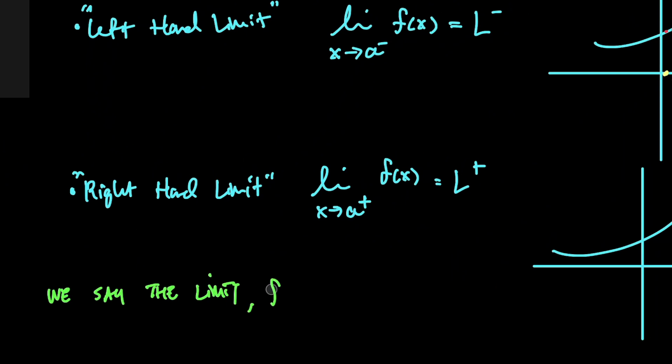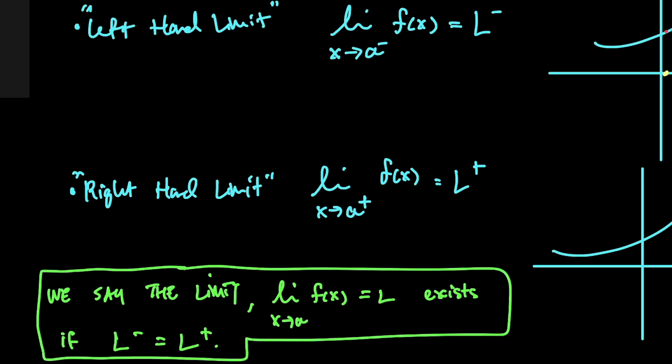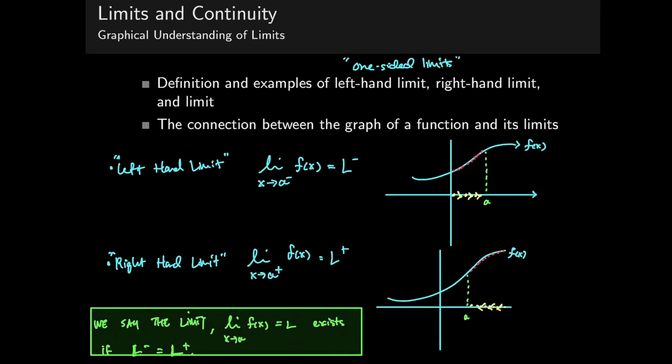And we say that the limit, meaning x approaches a without that superscript notation, exists if the left-hand limit equals the right-hand limit. This is a fundamental understanding of limits, that the left-hand limit needs to equal the right-hand limit. If that's the case, that means they're heading towards the same place, and that limit does in fact exist at L.